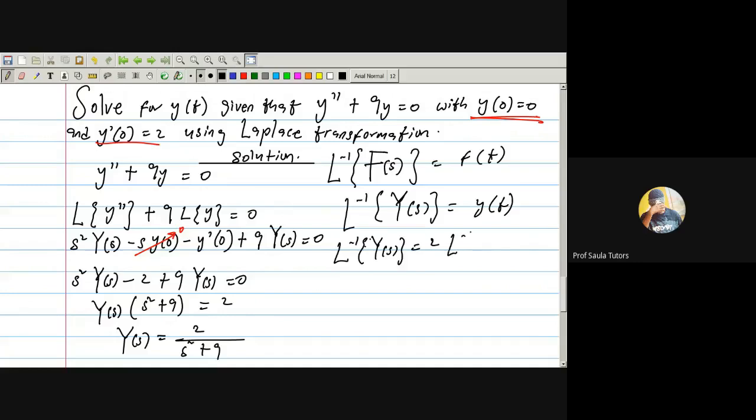2 times the inverse Laplace transform of 1 over s squared plus 9. My 9 can be written as 3 squared. Do you know that? Good. Remember, the inverse Laplace transform of Y(s) is y(t). That is my solution, equal to 2.